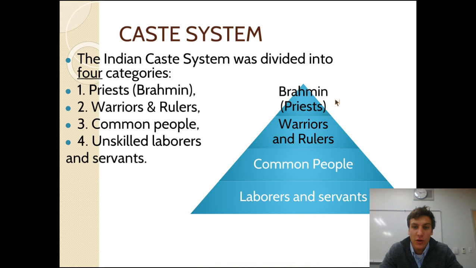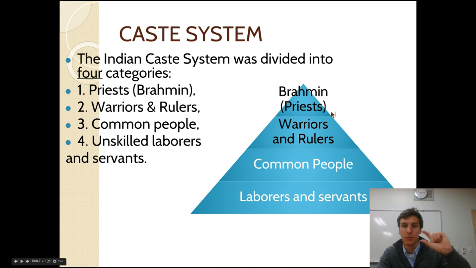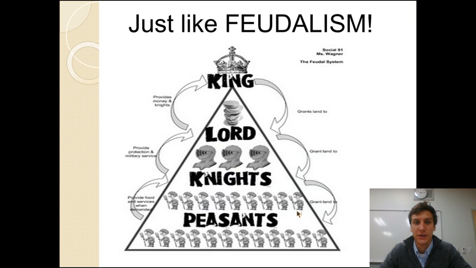So there are 4 different categories, actually a 5th one, but we're going to add it in a sec. But the first one is the Brahmin or priest. They're on top. They were the most powerful. Warriors and rulers are the next powerful. Common people in the middle, and then laborers and servants are all the way at the bottom. So there's a hierarchy of power in the caste system of Hinduism.